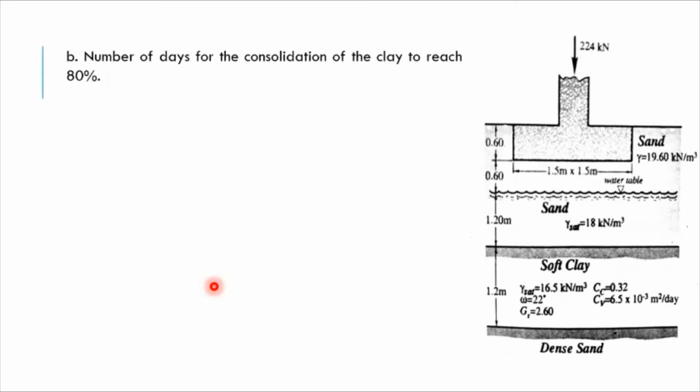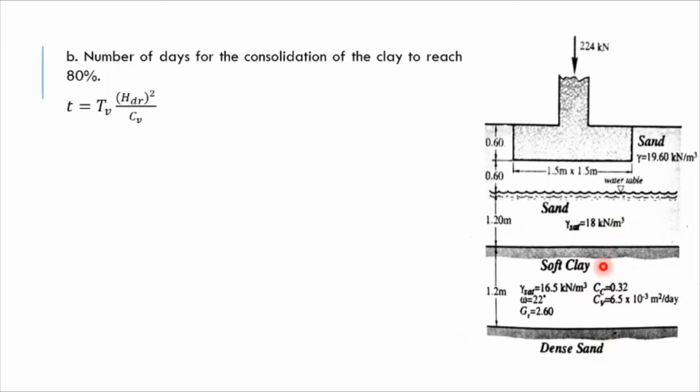And then for letter B, we have to determine the number of days for the consolidation of the clay to reach 80%. So again, we determine the time using the formula TV multiplied by HDR squared over CV. So in this case, how do we know that it's one-way drainage or two-way drainage? So you look at the layers at the top and the bottom of the clay layer. So this is sand and this is dense sand. But we all know that sands are permeable.